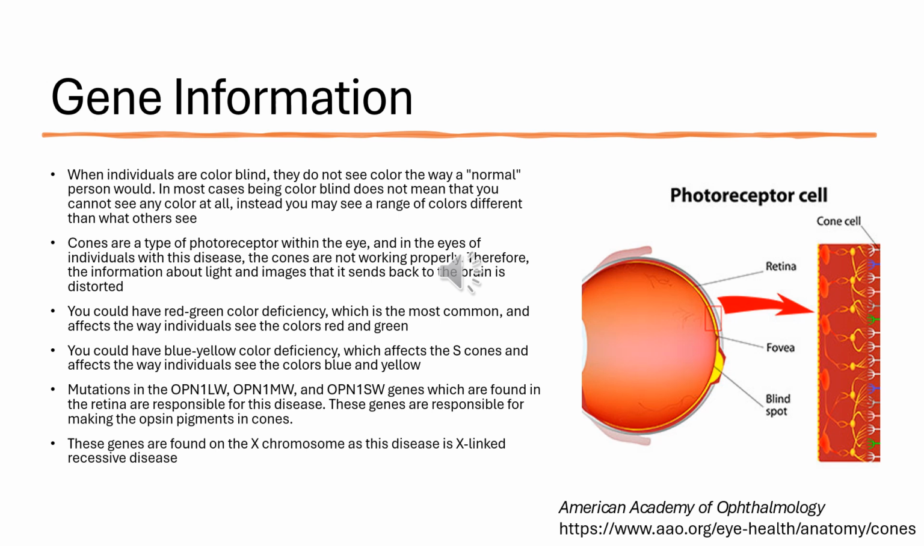The mutations within 3 different genes cause color blindness. The OPN1LW, the OPN1MW, and the OPN1SW are the genes that are found in the retina that make the opsin pigments within the cones and cause this disease. These genes are found on the X chromosome, as this disease is an X-linked recessive disease.